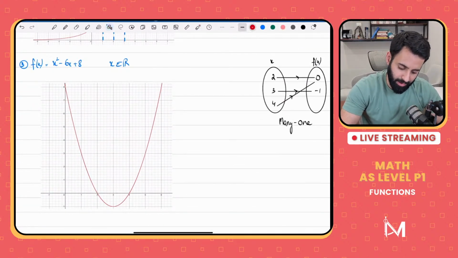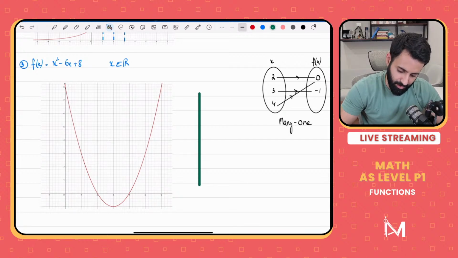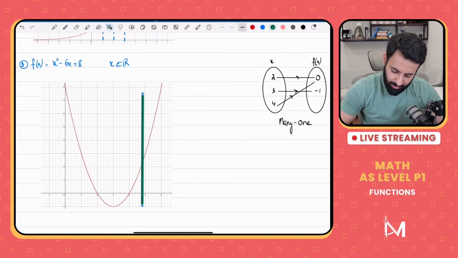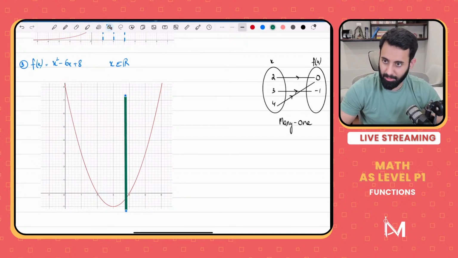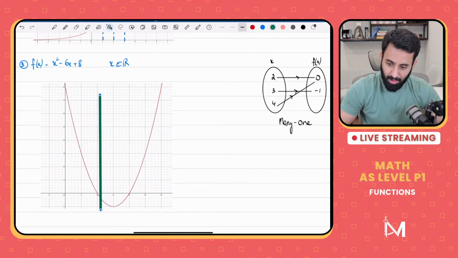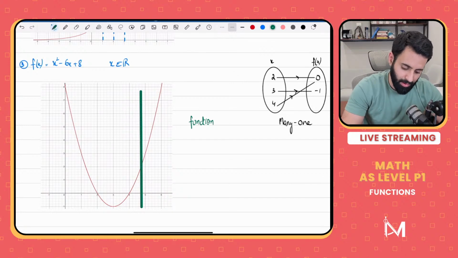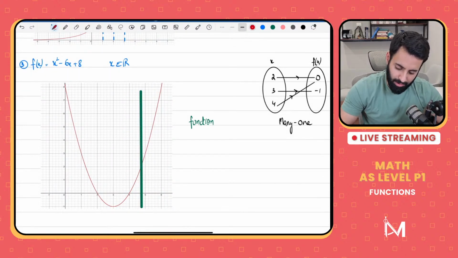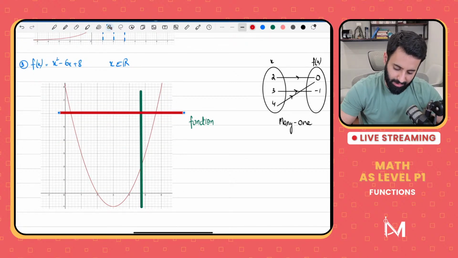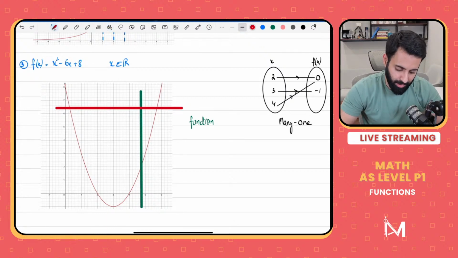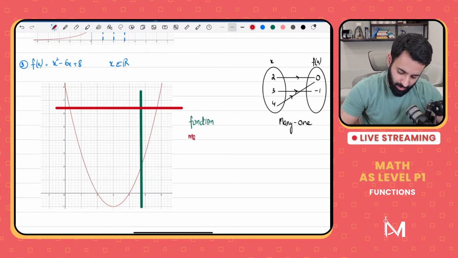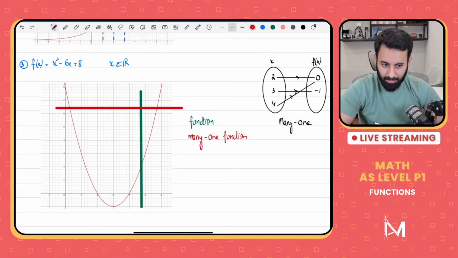Here, if you draw a vertical line, no matter where you draw it, it will always cut it once, which by the way means that it's a function. But here's the thing. If you draw a horizontal line, then it cuts it twice. That means it's a many-to-one function. Because the horizontal line cuts it twice, it's a many-to-one function.